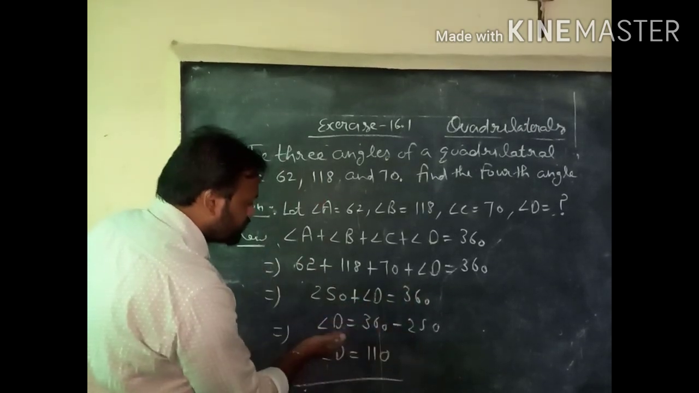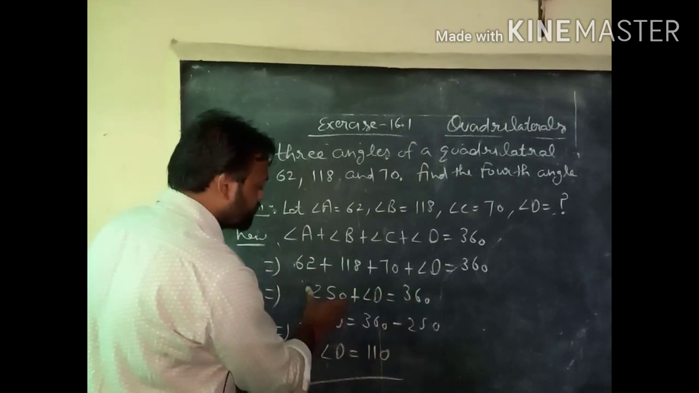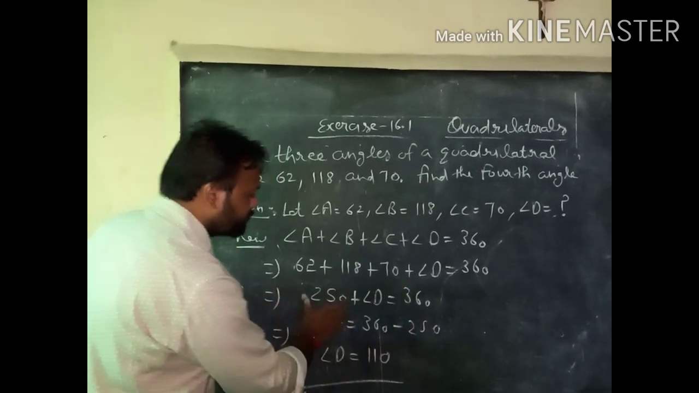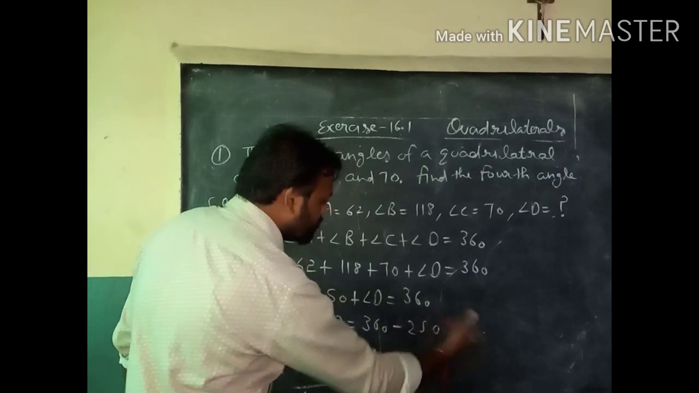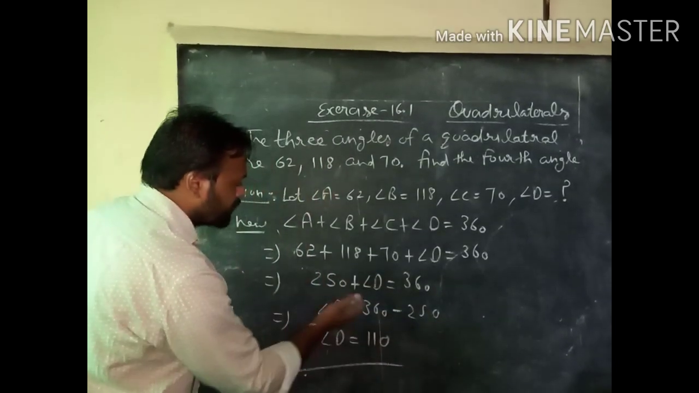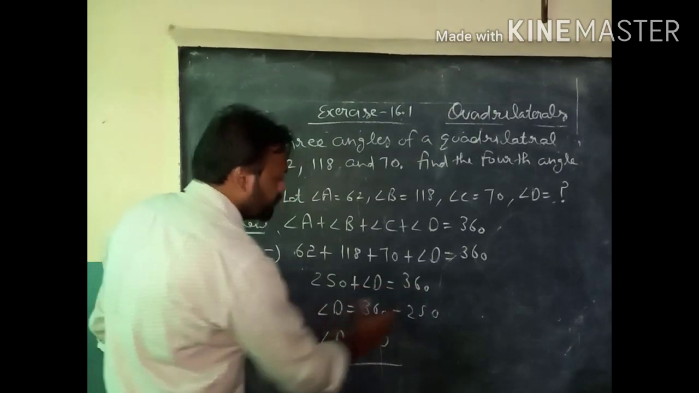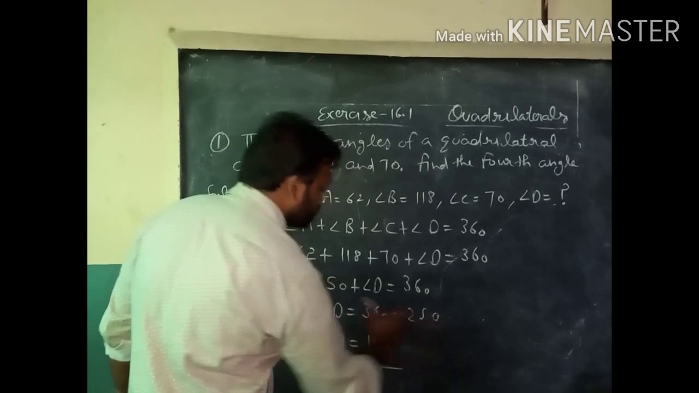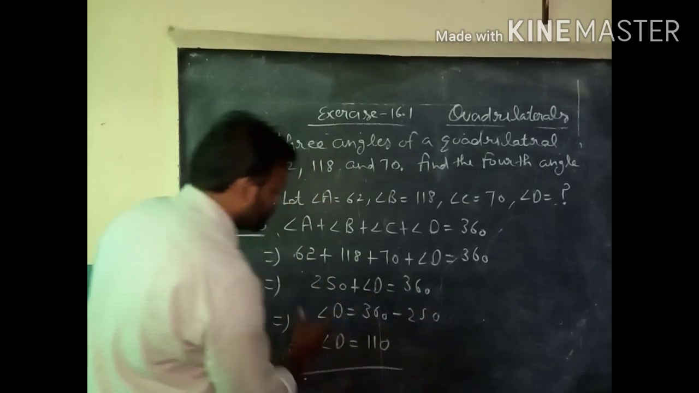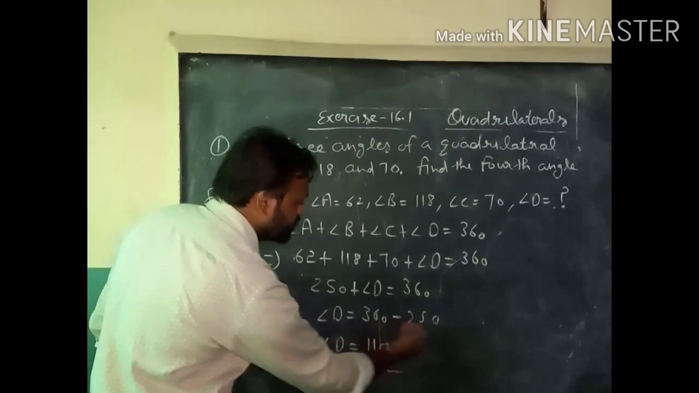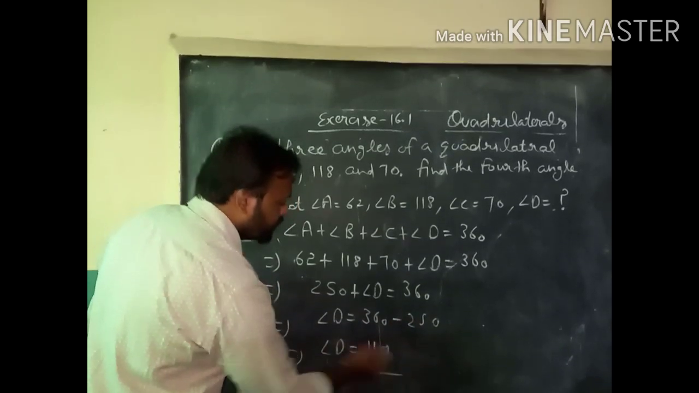Now angle D is on the left hand side, we will take this 250 to the right hand side. It is a plus sign, and when we take it to the other side, its sign will change, so it will become minus. So angle D is equal to 360 minus 250, which is equal to 110.